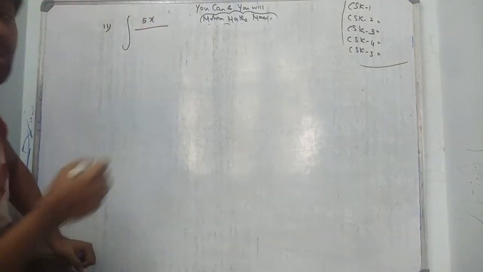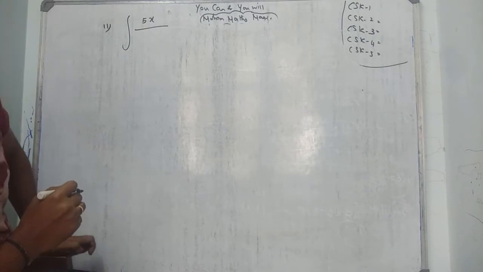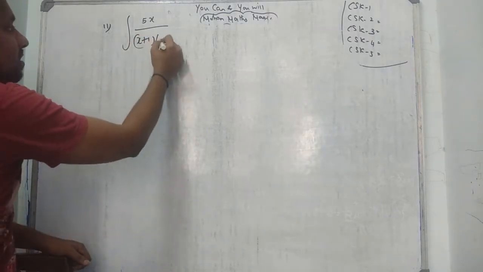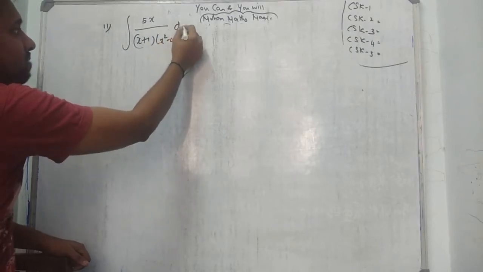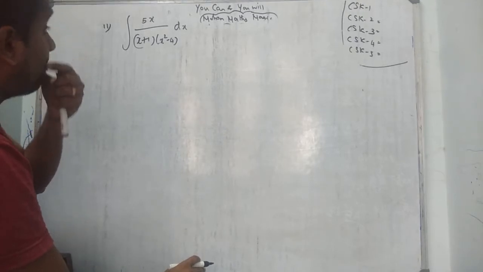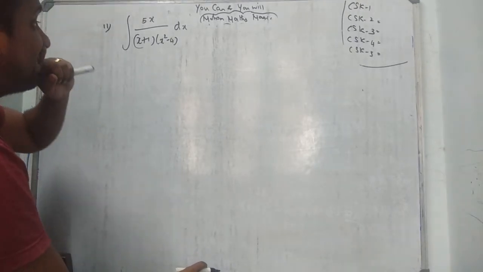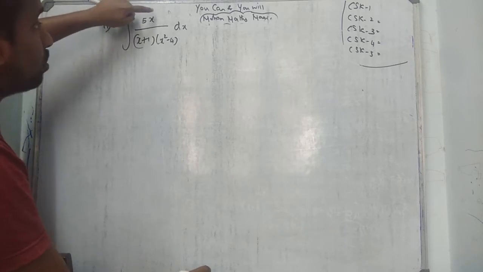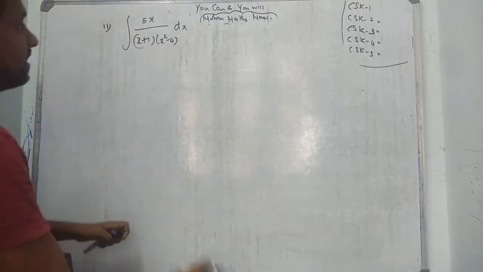The integral is 5x upon the square root of (x plus 1) times (x square minus 4). You can ask me, sir, whether this is inside a square root, no sir, you can do CSK5, but that is the lengthy method, and there is one condition: for CSK5 the numerator must be a quadratic polynomial. But here there is a linear polynomial, so go with CSK3.